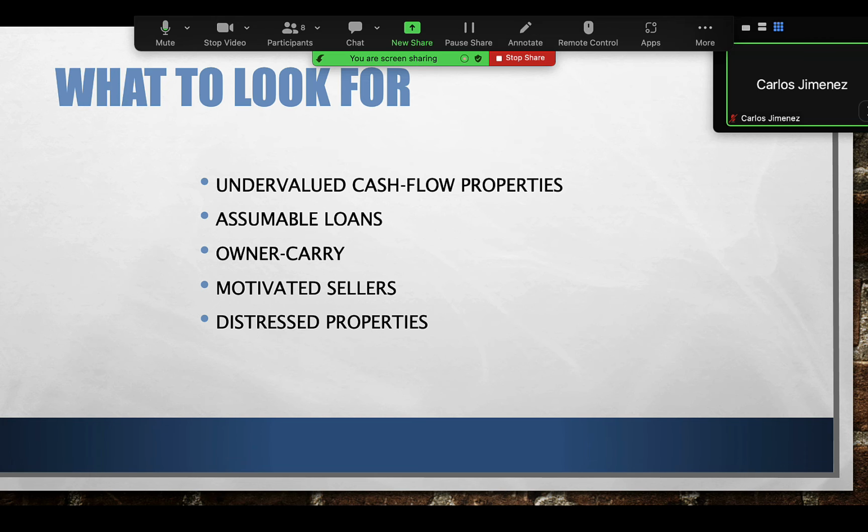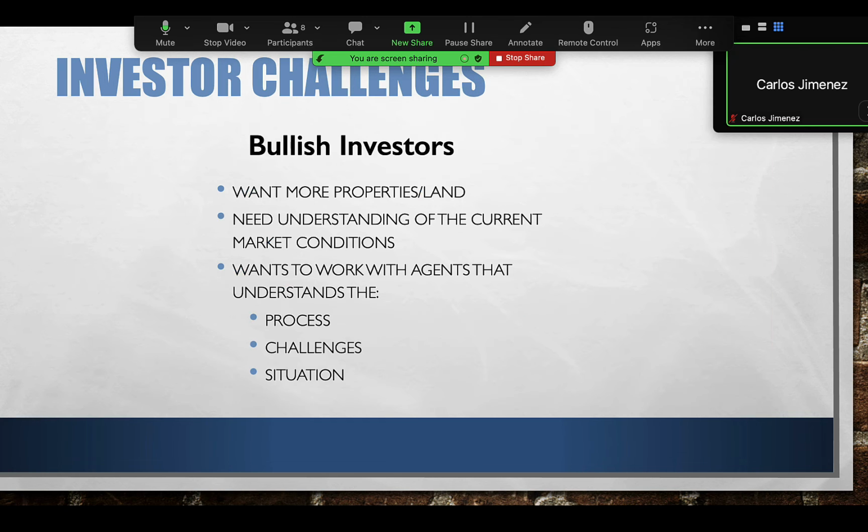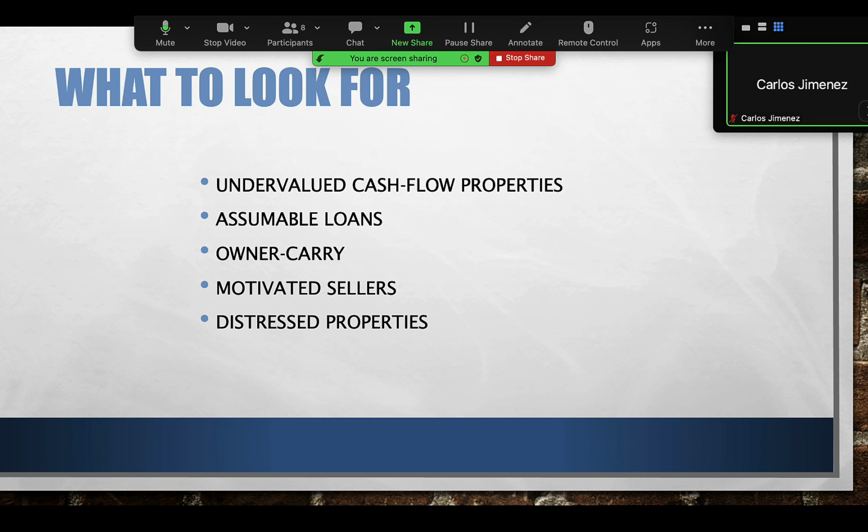So what do you need to do as an agent? You need to learn how to find undervalued cash flow properties, right? Because investors that are bullish, that's what they're going to want to buy right now. Undervalued cash flow properties. And that's going to be either properties, as we talked about here, that are motivated sellers and distressed properties, right? So motivated sellers, foreclosure, bankruptcy, those kind of things. Distressed properties are going to be your bank-owned, maybe even fix and flips that didn't get finished, right? New construction that didn't get finished are great opportunities to buy discounted properties, okay?